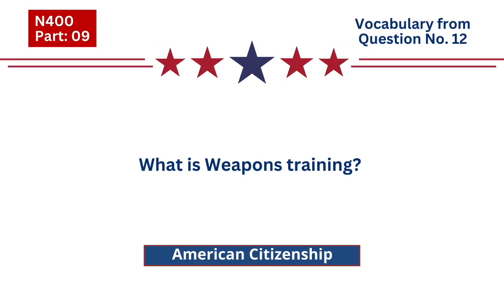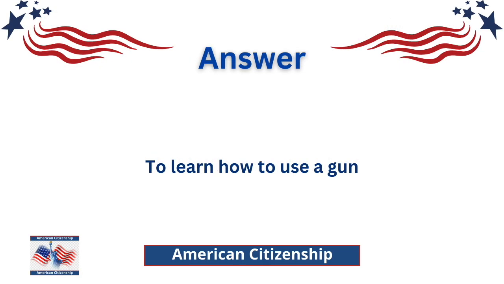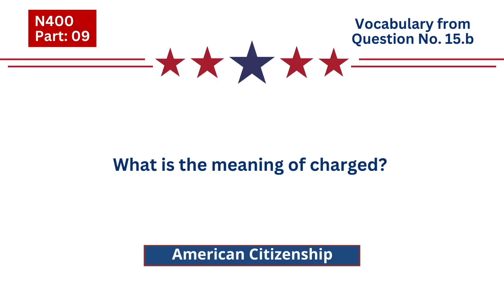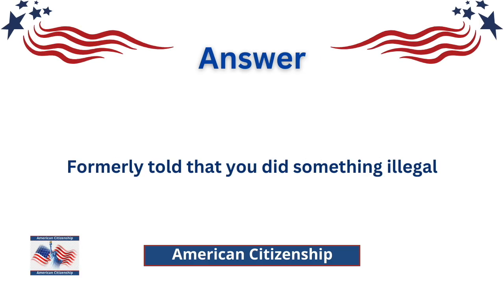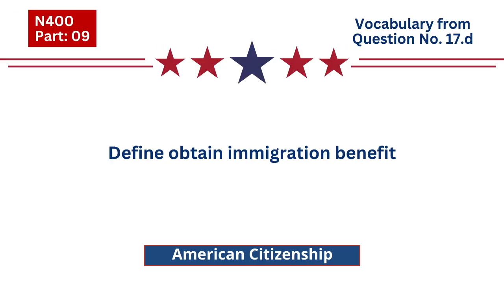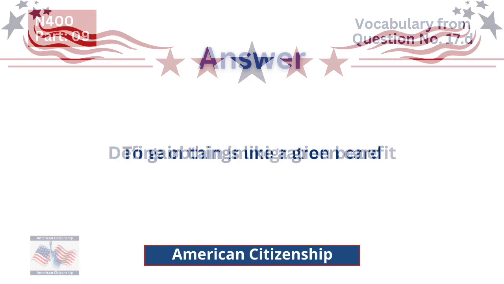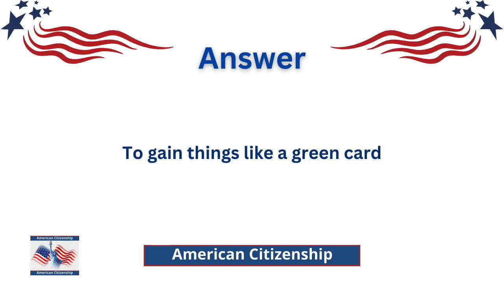What is weapons training? To learn how to use a gun. What is the meaning of charged? Formerly told that you did something illegal. Define, obtain immigration benefit. To gain things like a green card.